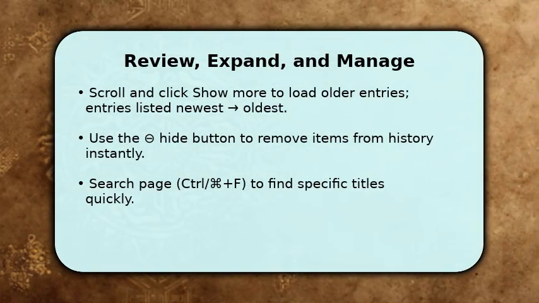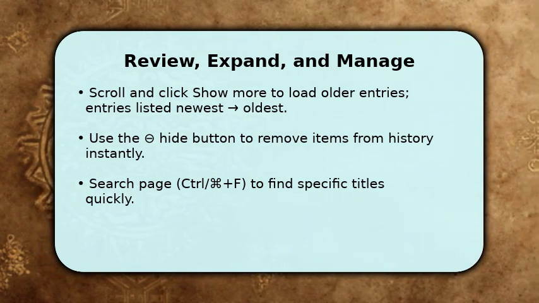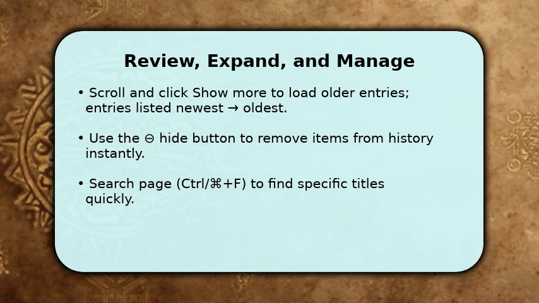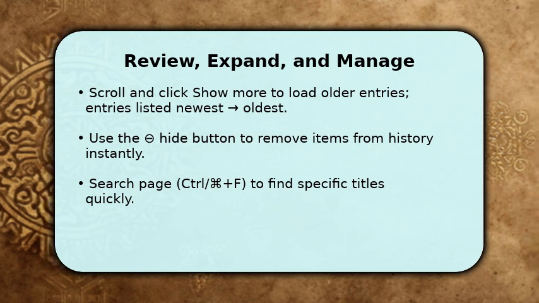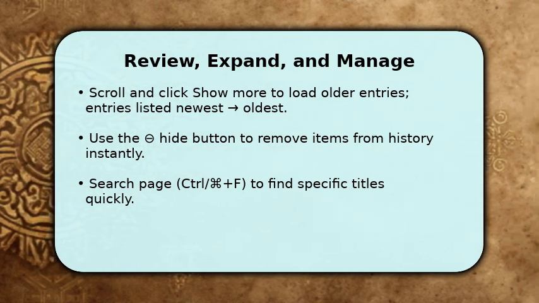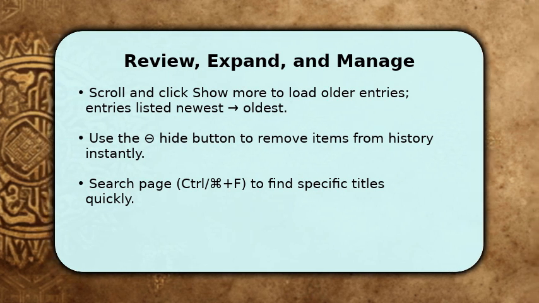Scroll the viewing activity list and click Show More to load older entries because Netflix paginates long histories. As you scan, items are listed newest to oldest. Use Ctrl or Command plus F to jump to a specific title quickly.